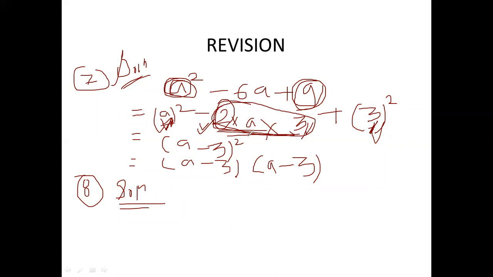If it gives 6a, then it is in formula form. This is the formula of (a minus b) whole square. a means a here, but in place of b there is 3. (a minus b) whole square means (a minus 3) whole square here. And then we have to write (a minus 3) 2 times here. Okay, sir. These are the two factors of this question.